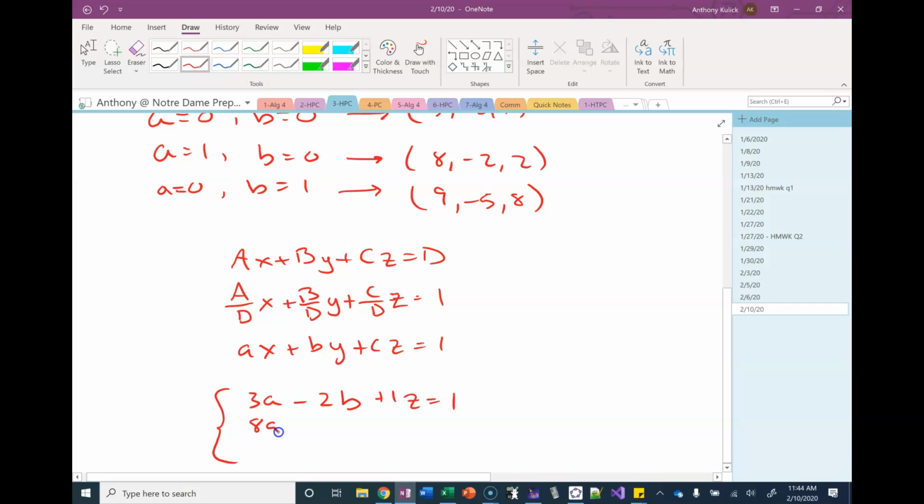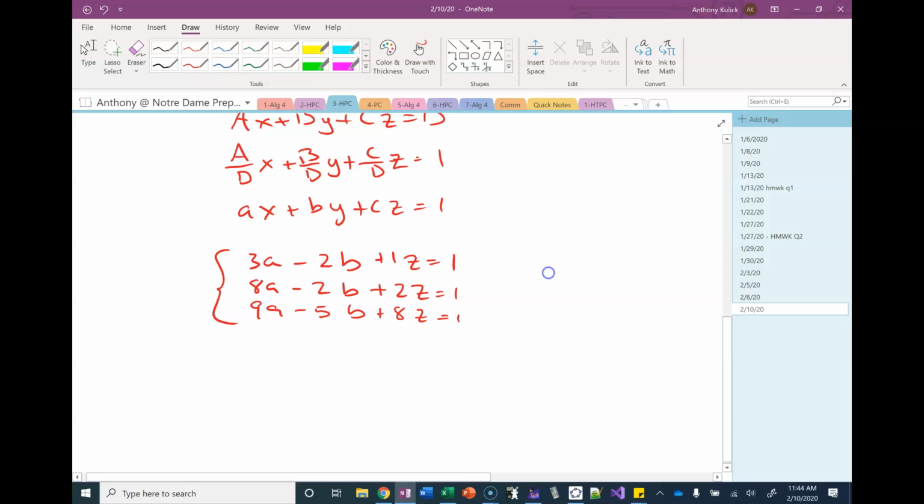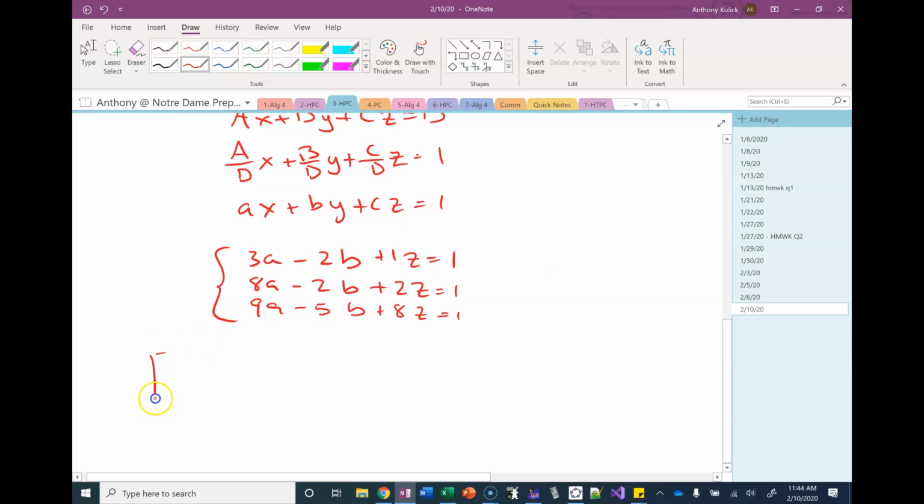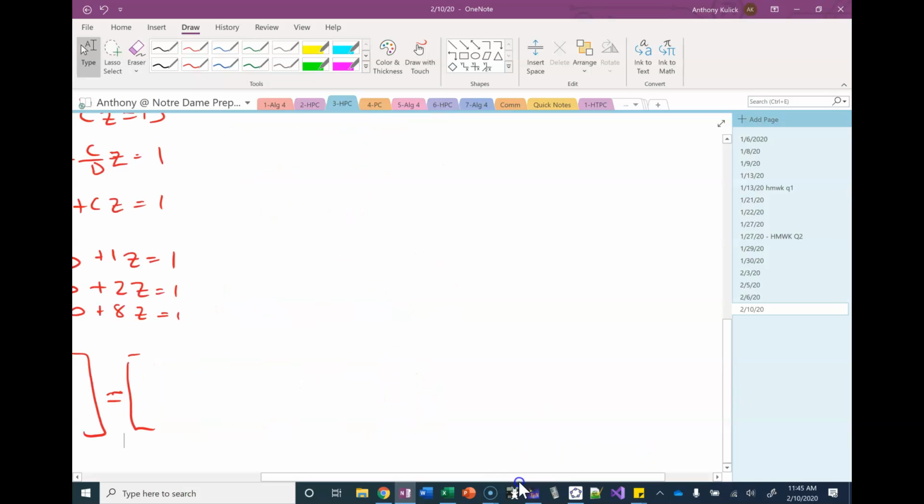And then I have 8a minus 2b plus 2z is equal to 1. Then I have 9a minus 5b plus 8z is equal to 1. I'm going to transform this system into a matrix in the usual fashion and use the RREF command on this to generate a solution.